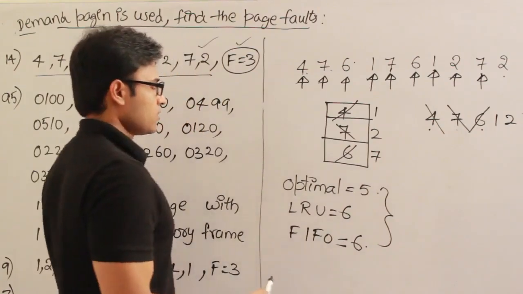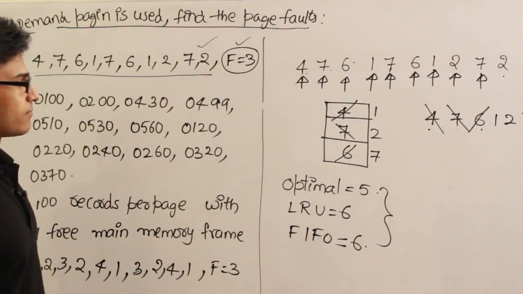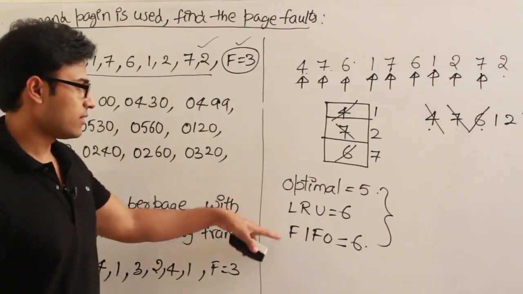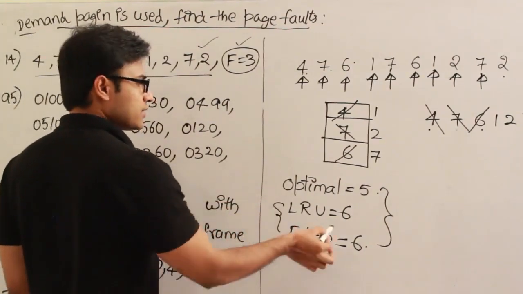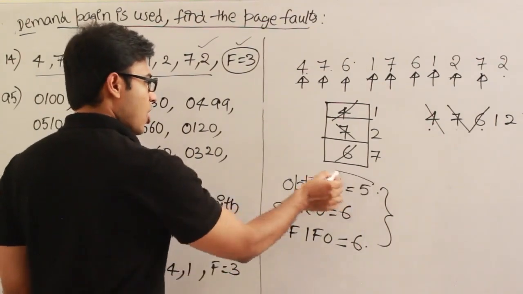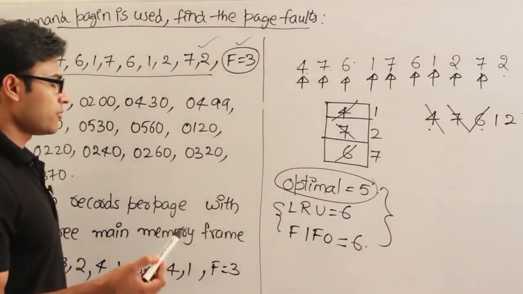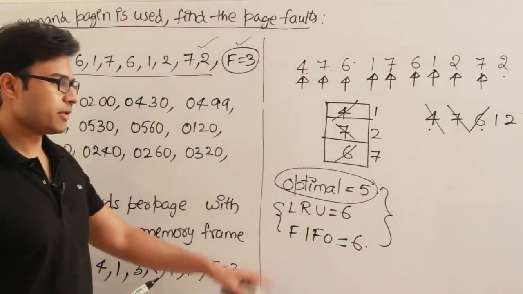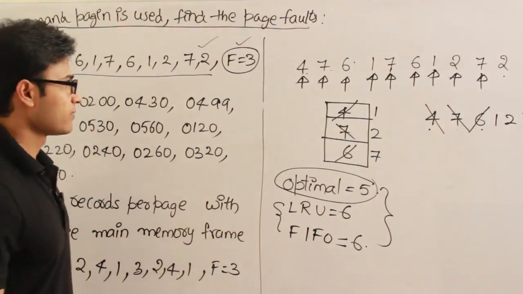Understood this? So now if you observe, optimal is giving the least, and then these two are giving equal. Here we got it as equal just by coincidence. It doesn't mean that we'll always get equal, but one thing is for sure: optimal will give as few page faults as possible, and no other algorithm can beat optimal. They might be equal, but none can ever beat optimal. Okay, fine.